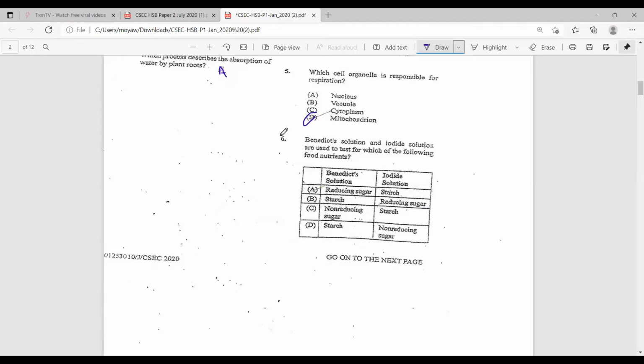Question 6. Benedict's solution and iodine solution are used to test for which of the following food nutrients? So for Benedict's, it must be reducing sugars, and iodine must be testing for starch. So it's definitely A.